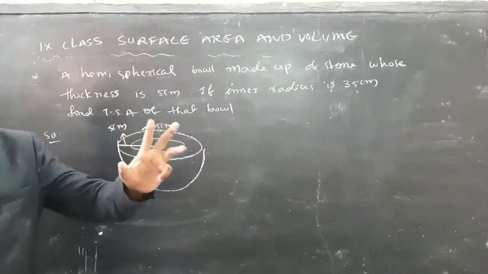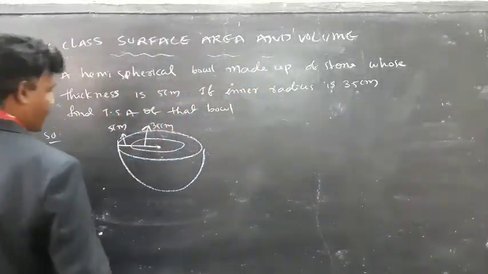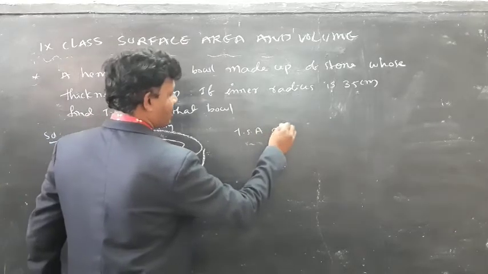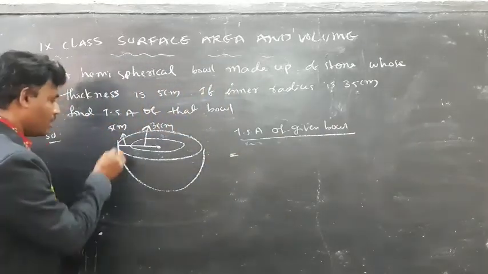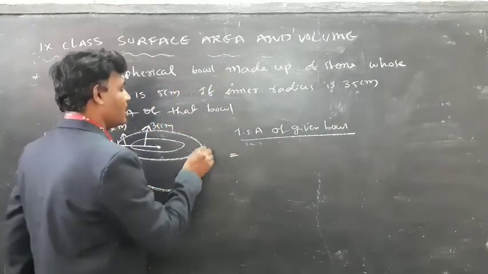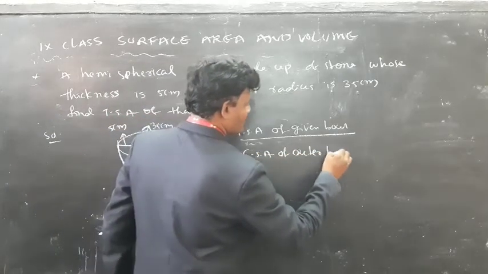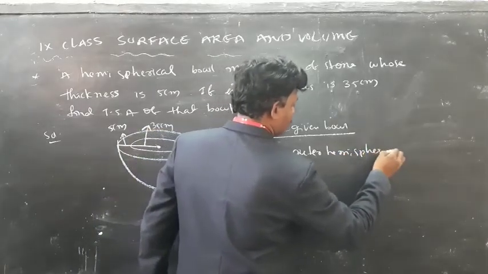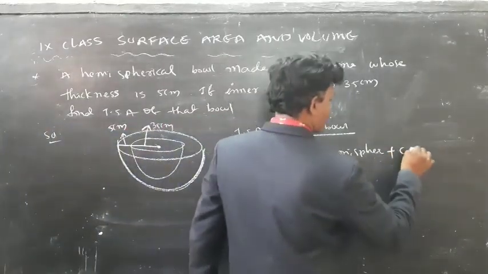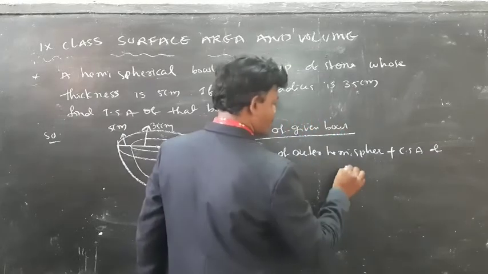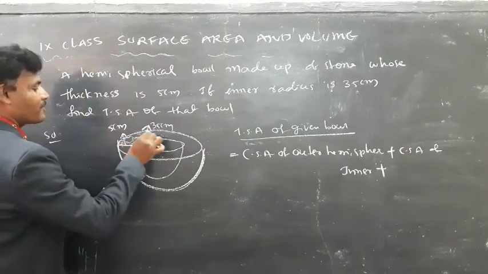Find the total surface area. You have to find the total surface area of that ball. See here, total surface area of the given ball is equal to, see here, curved surface area of the outer hemisphere plus curved surface area of the inner hemisphere plus area of this ring.